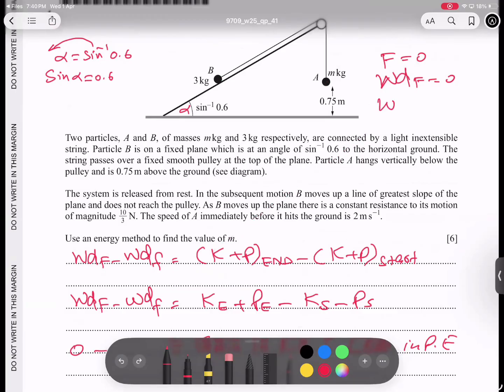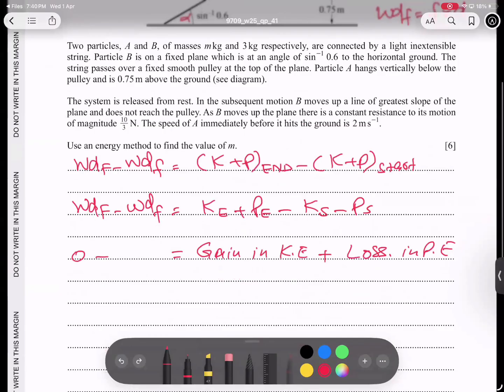Small work done by friction force is friction force into distance. And friction force is 10 over 3 and distance is the same, 0.75. So here I'm writing simply friction force into distance: friction force 10 over 3, distance 0.75. So on the left hand side I got negative 2.5.